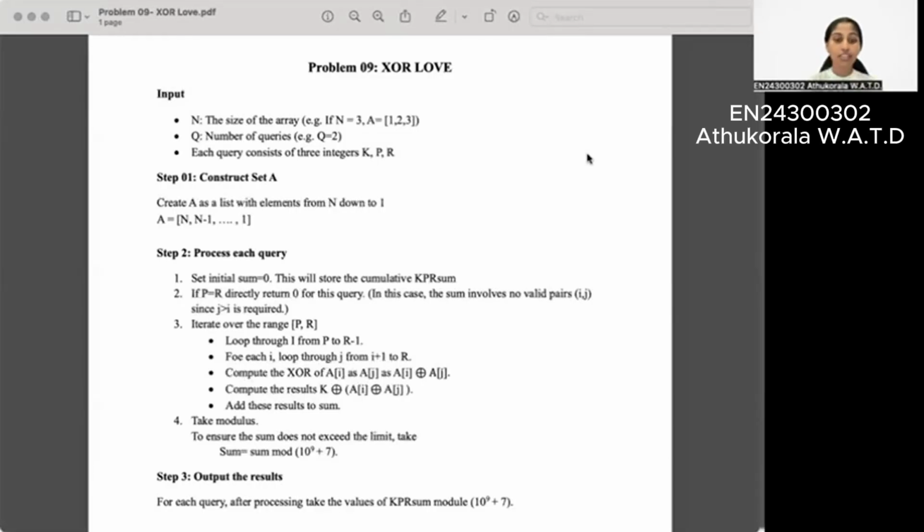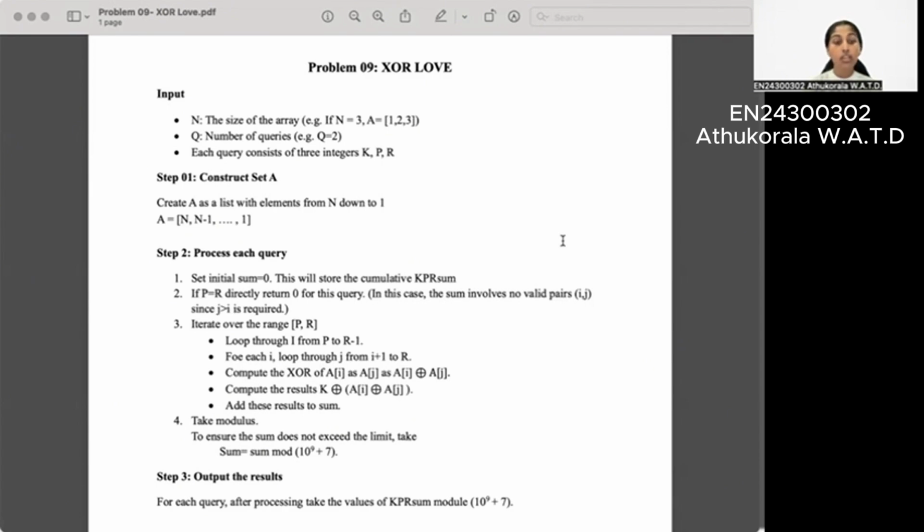Hi everyone, today we are diving into an interesting problem called XOR love. The problem starts with two inputs, n the size of an array and q the number of queries. For example, if n equals 3, we create an array A as 3, 2, 1, counting down from n to 1. For each query, you will also receive 3 integers k, p and r. Now, for each query, the goal is to compute a cumulative result called the KPR sum.